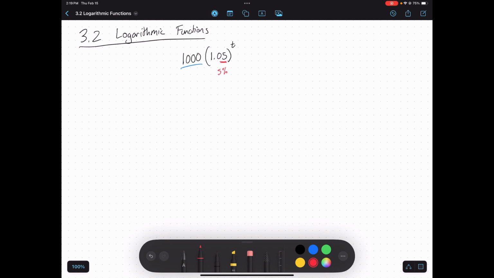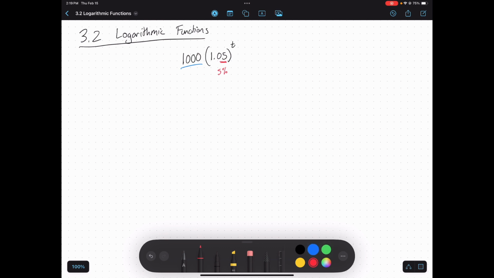And so after a year, you're going to have 105% of what you had previously. You're multiplying by 1.05 each time. So here's my exponential function. But what if I was wondering, how long is it going to take me before I have, I don't know, $5,000? Let's dream big. How long is it going to take before this value reaches 5,000?